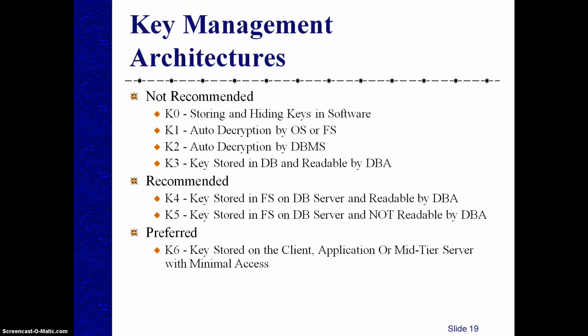The key management architectures. There are three types of those: the ones that are not recommended, those that are recommended, and the preferred ones. The not recommended ones were filled with red columns, and the recommended and preferred ones were filled with green ones. Let's see the not recommended ones first.